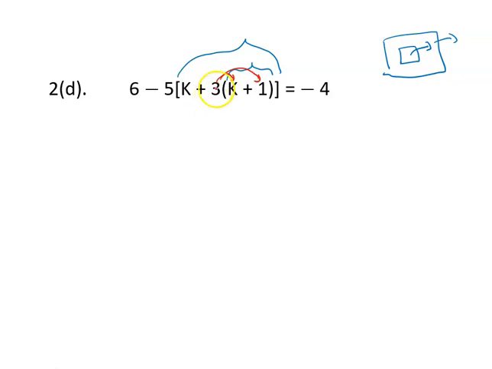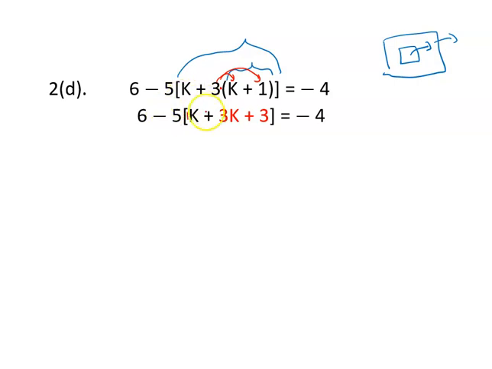And between 3 and the box, the operation is multiplication. So we have to do 3 times k plus 3 times 1. So this is what we have, 3k plus 3. So be careful, 3 times 1 is 3, positive 3. And now we can go ahead and combine k and 3k to get 4k, because k means 1k.